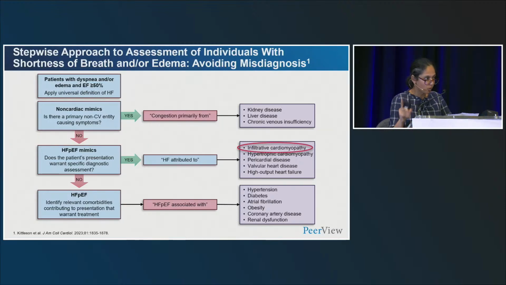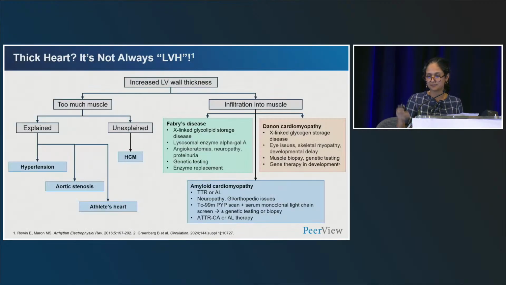Now, I am never one to argue for more testing, but I will always argue for more thinking. So when that patient comes to you with dyspnea, edema, and preserved ejection fraction, you ask yourself first, is this my problem? Is it the heart? And if you are convinced it is, then ask yourself, should I be looking for a HFpEF mimic? Does this patient warrant more testing based on those red flags?